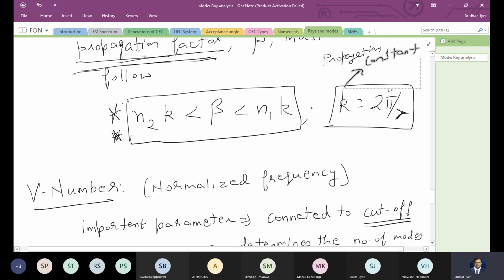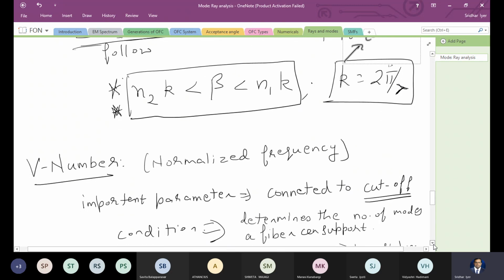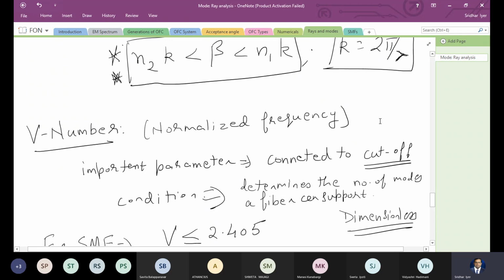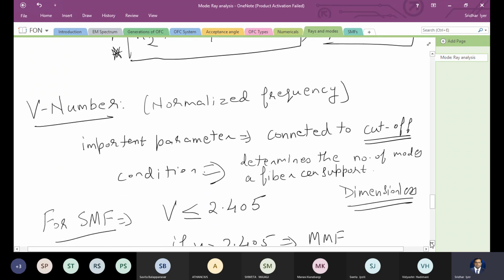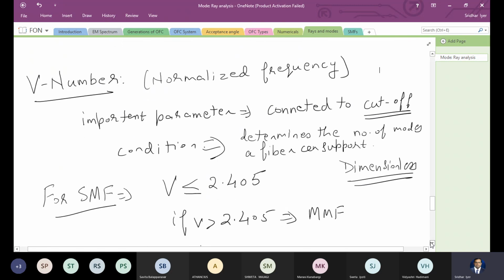Then we discussed what parameter makes the fiber a single mode fiber, and that is known as the V number. Another name for the V number is normalized frequency. It's an important parameter. It is connected to the cutoff condition, and it determines the number of modes a fiber can support. So for single mode fiber, the V number has been found to be less than 2.405. Very important equation to factor in.